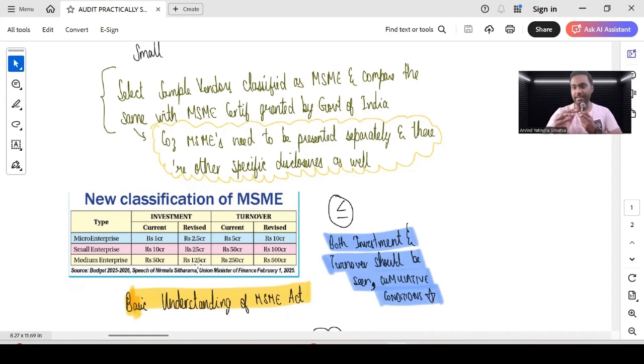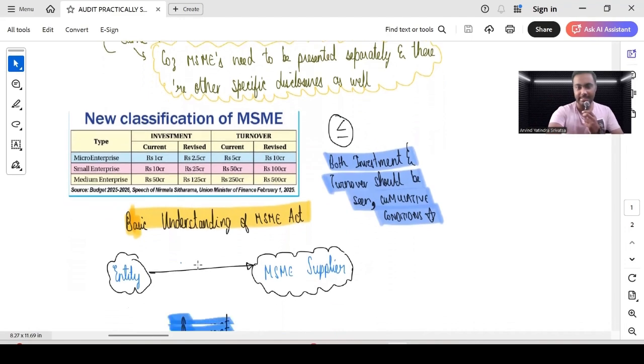Both of these are cumulative conditions, guys. Both these need to be satisfied. It should be within the investment limit. It should be within the turnover limit. Both these need to be satisfied. Just keep that in mind and check accordingly, right? Yeah. Basic understanding of MSME Act, guys.